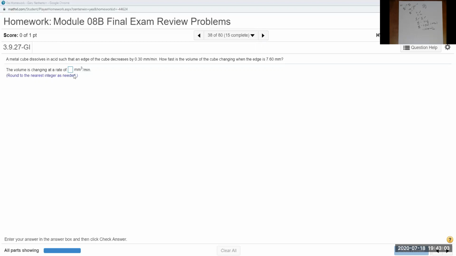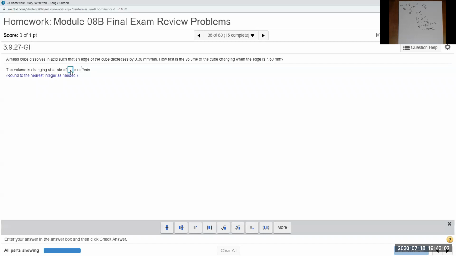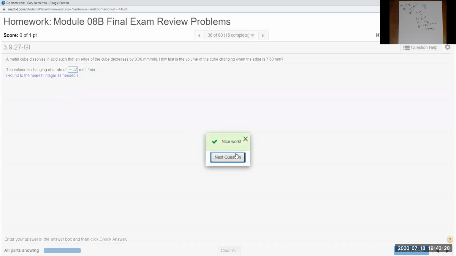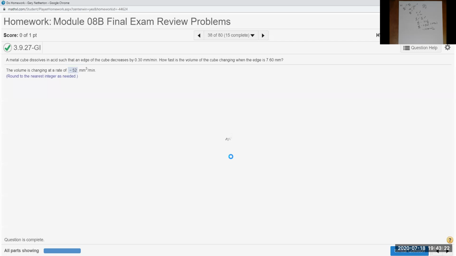Now they say it's changing at a rate. Let me put in the negative and see. And they said the nearest integer. So it's actually, we'll put negative 52. We'll see if they like the negative. And they did. They do want the negative.